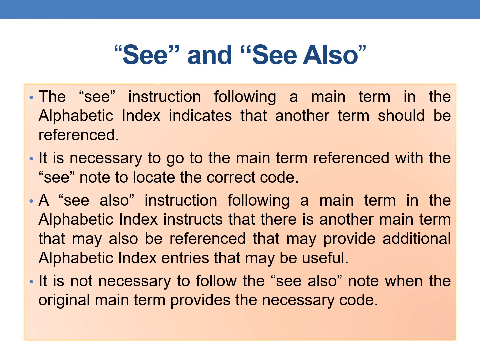When it comes to "see also," a "see also" instruction following a main term in the alphabetic index instructs that there is another main term that may also be referred, that may provide additional information. It is not necessary to follow the "see also" note when the original main term provides the necessary code.